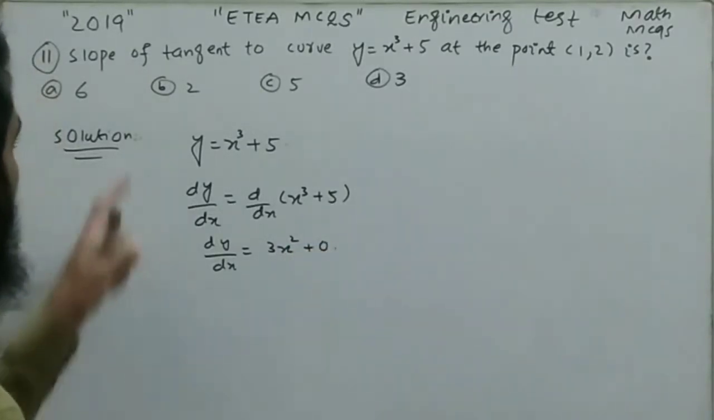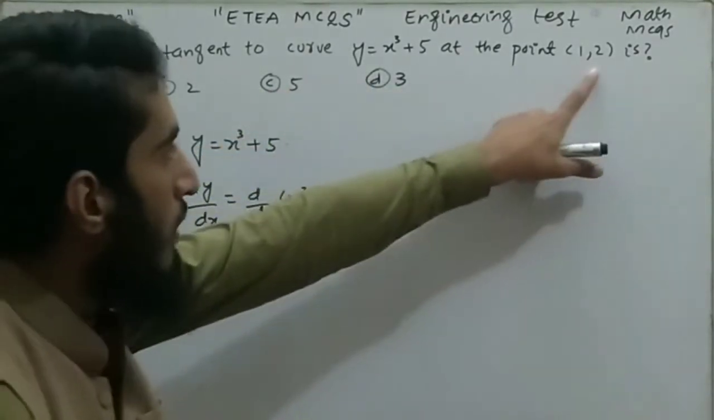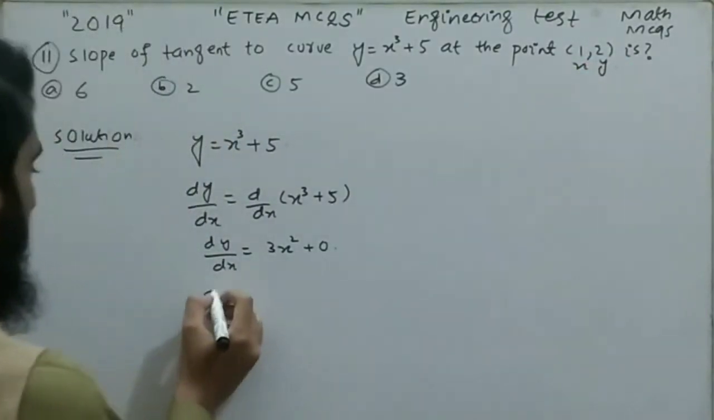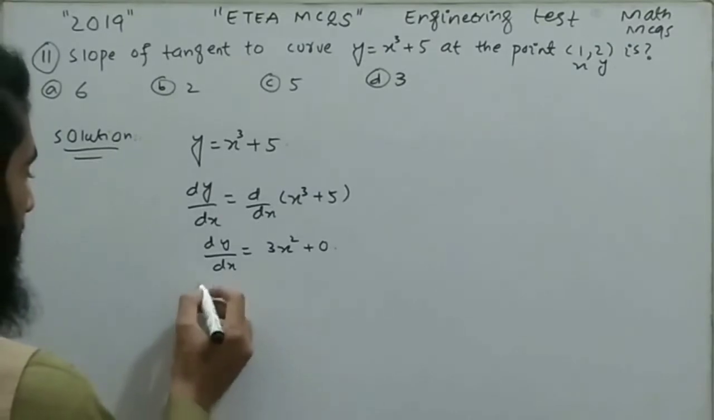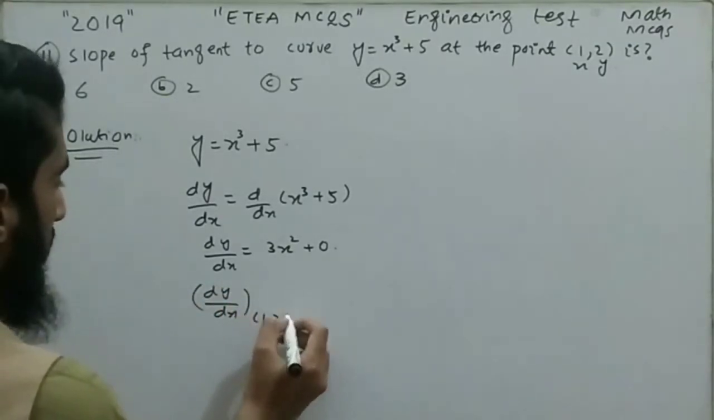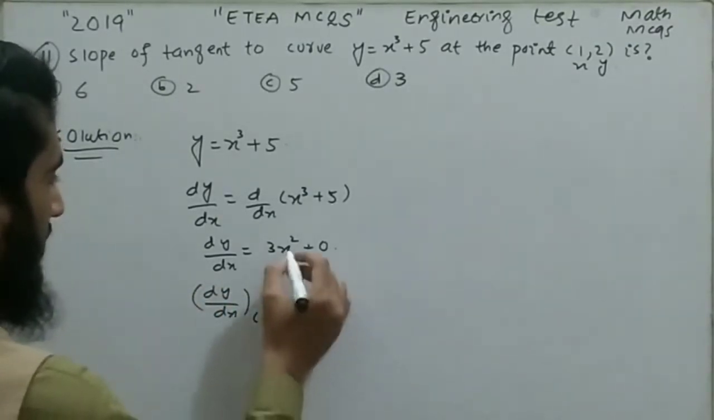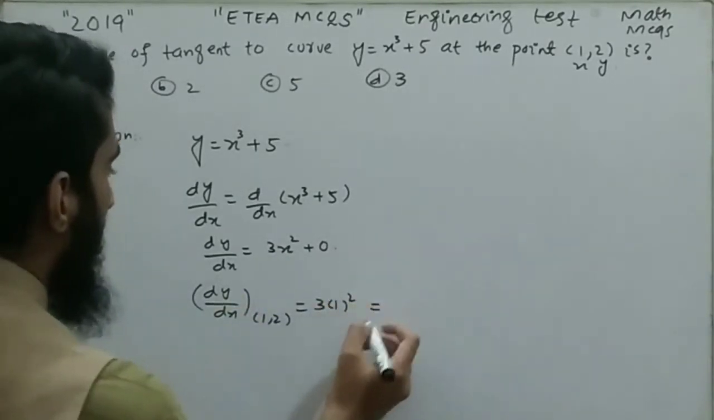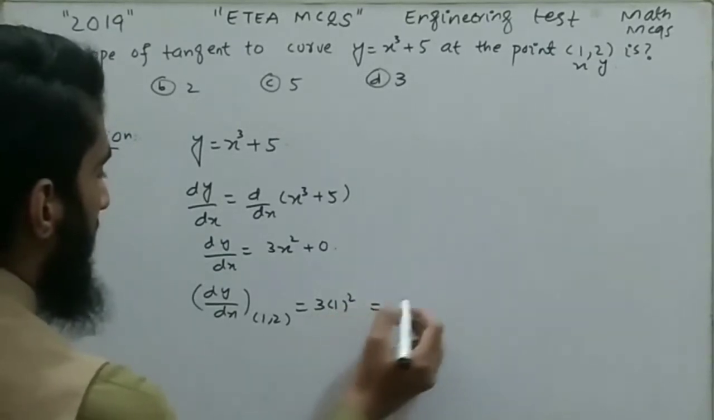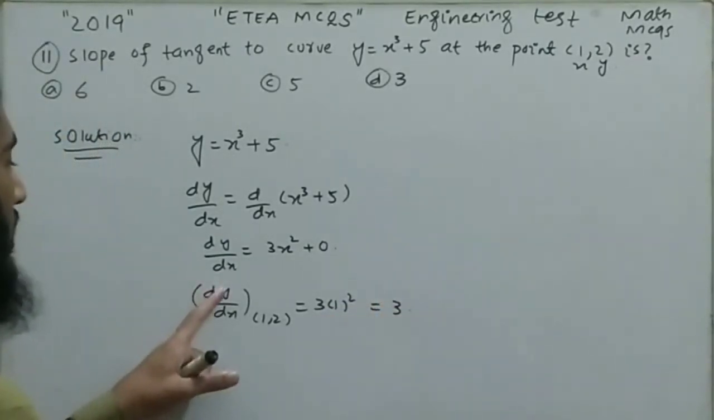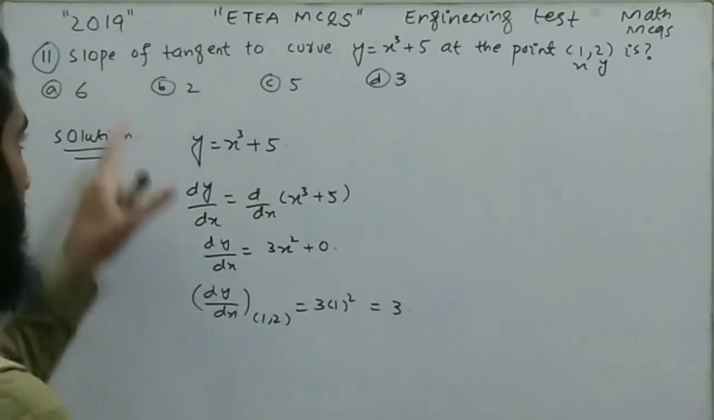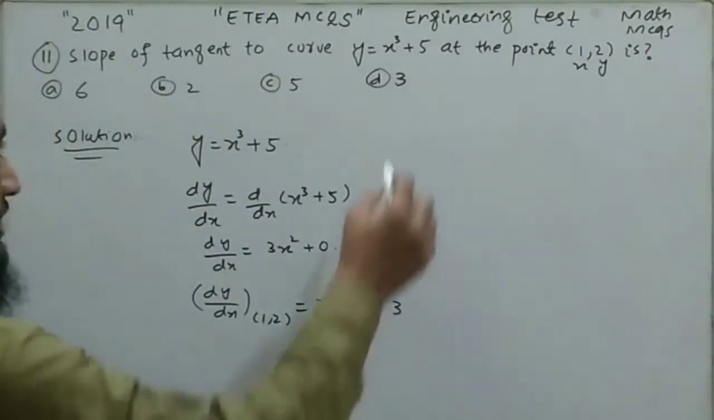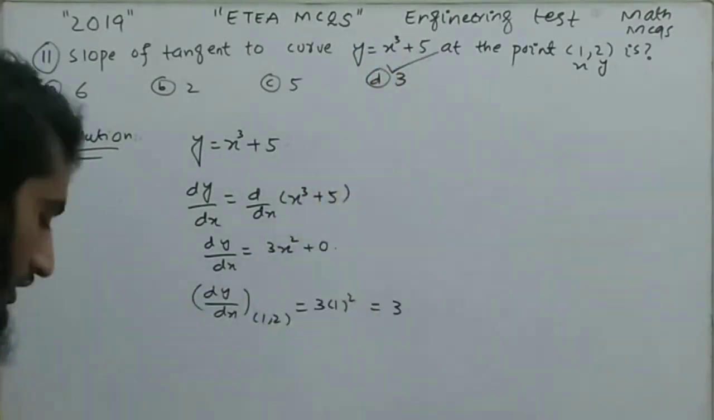Now we are going to find the slope, or derivative, at the point (1, 2). This 1 is actually x and this 2 is actually y. So dy by dx at the point (1, 2) will be 3 comes down as it is, and x is equal to 1. Put 1 over here, it becomes 3 into 1 square, which gives us 3. So the derivative of the function y with respect to x, the slope of this curve, is 3. So the correct option for MCQ number 11 is option D.